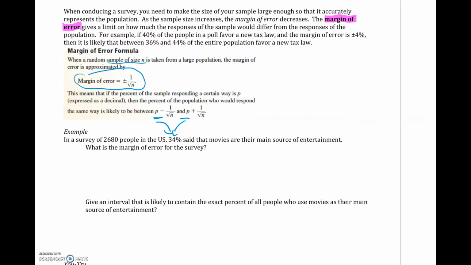So our margin of error, remember, is that formula: plus or minus 1 over the square root of n. And what is n here? N is your total number in your survey. So this will be plus or minus 1 over the square root of 2,680. Okay, and we're going to go ahead and round that to the nearest thousandth. So that will be plus or minus 0.019. I just did that in my calculator. So that is the margin of error.